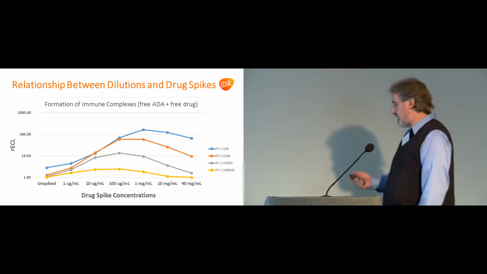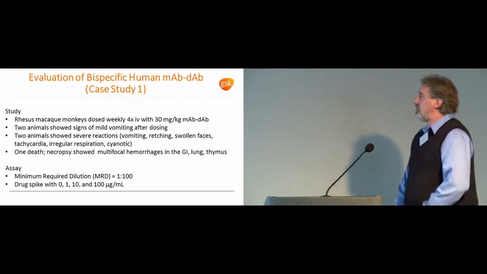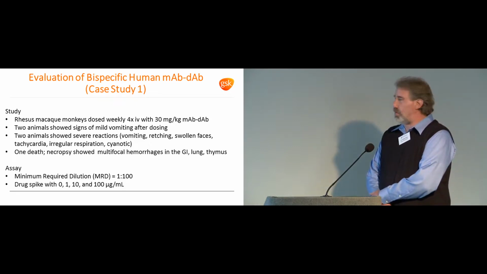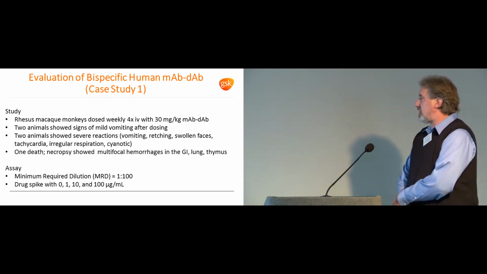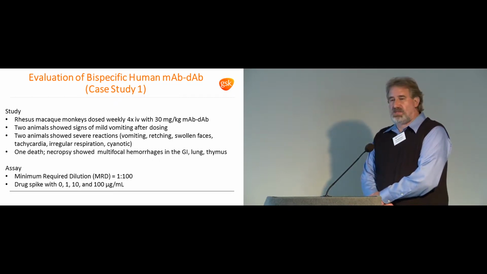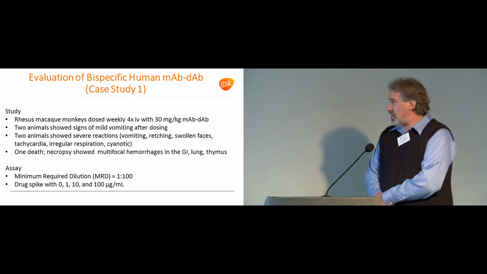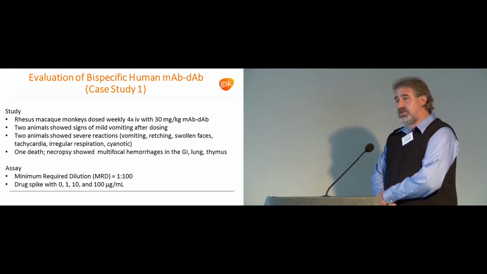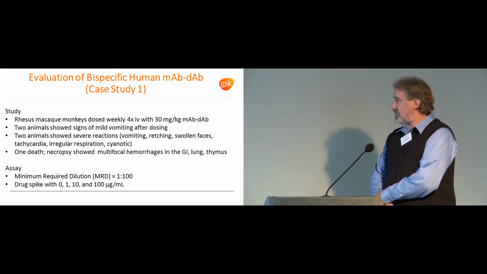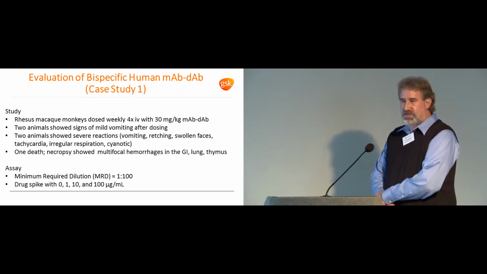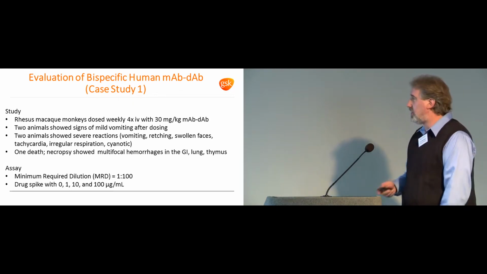So that's going to bring us to our first case study. We looked at rhesus monkeys dosed weekly for 4 weeks with a MABDAB, a bispecific MABDAB. We had 2 animals that showed mild signs with mild vomiting after dosing, and 2 animals that showed severe reactions. Those symptoms are listed there. One of those 2 animals that showed severe reactions died during dosing after the 4th dose. You can see what the necropsy showed. And in our assay, we're going to look at a MRD, minimum required dilution, of 1 to 100, and we're going to look at drug spikes of 10 and 100 micrograms per mL of the MABDAB.